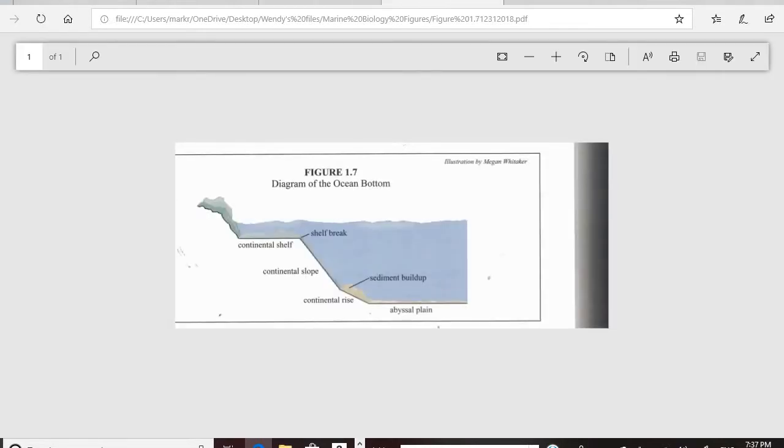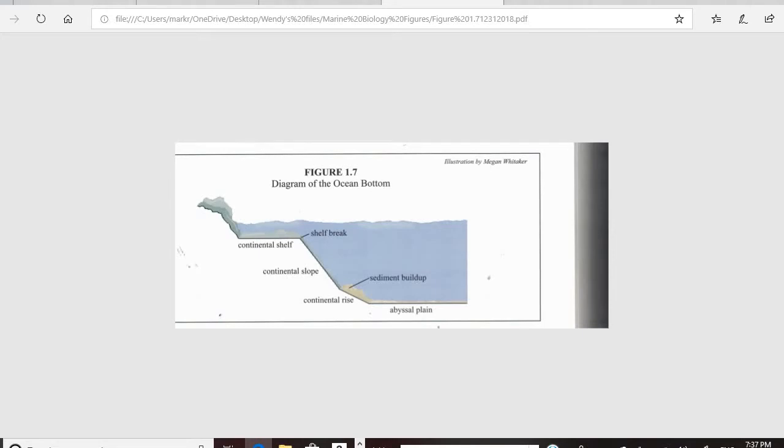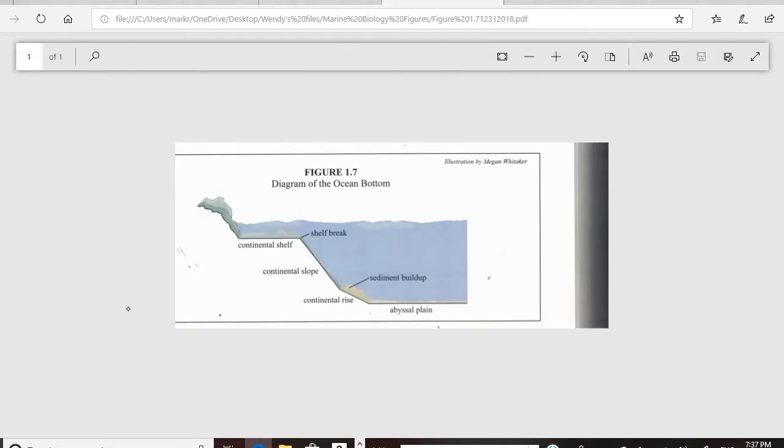Okay, so this figure then shows the different areas. So the first area is this continental shelf. Remember we said it's at the edge of the continent. So here's land over here. It's the edge of the continent. It's very shallow, and there you can get kind of a gentle slope to it.